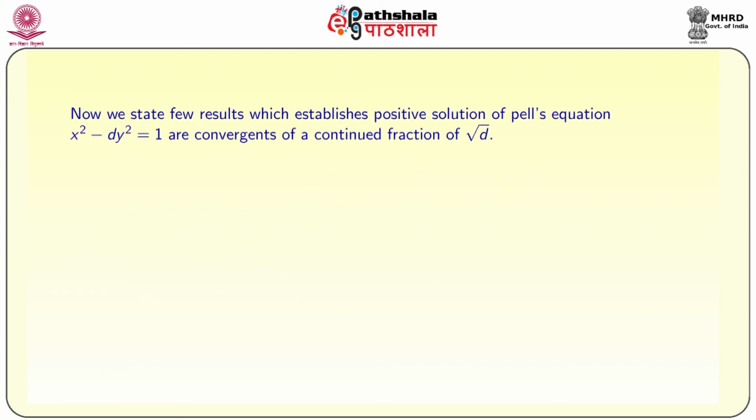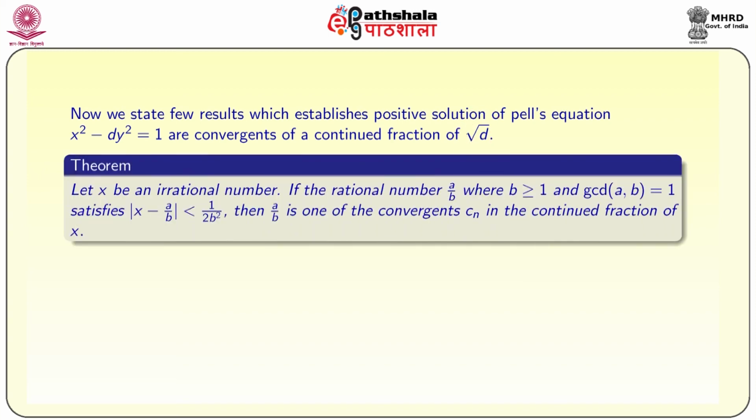Now, we state a few results which establish positive solutions of Pell's equation as convergents of the continued fraction of root d. A theorem is that if x is an irrational number, and the rational number a by b, where b is greater than or equal to 1 and GCD of a comma b equal to 1, satisfies the modulus of x minus a by b less than 1 by 2b square, then a by b is one of the convergents Cn in the continued fraction of x.